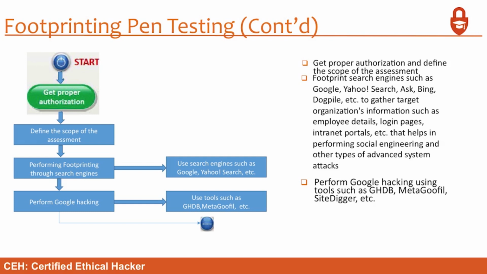Get proper authorization. Well, that's for the test, not for real life. For real life, you want to be familiar with everything you can. But you want to get proper authorization and define the scope of the assessment. That's a big one. Big, big, big. Footprint the search engines such as blah, blah, blah. You can use whatever search engines you want. We've already talked about that 3 or 4 times now.